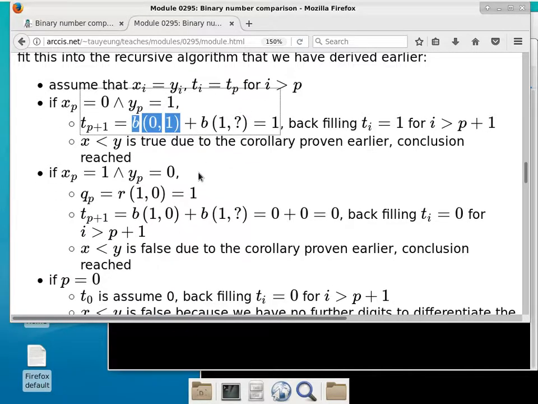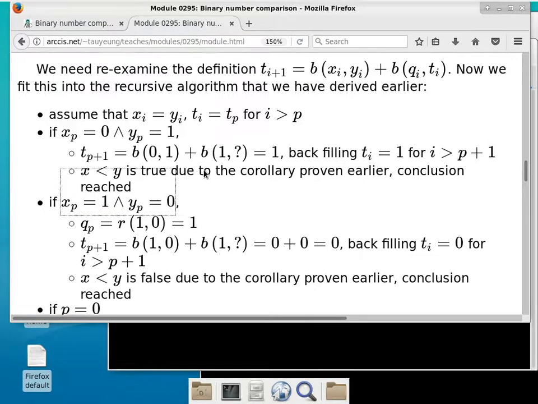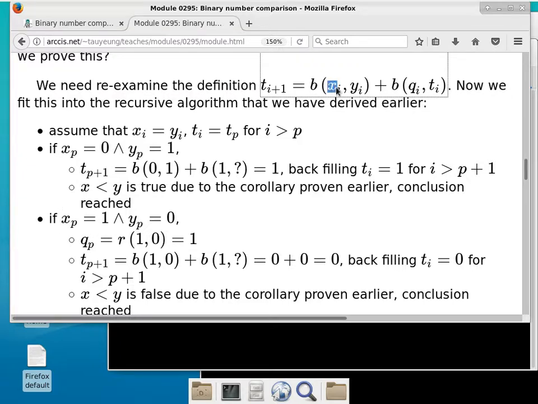The other one is really kind of similar. The other one is saying, okay, what if bit P of X is a 1, bit P of Y is a 0? So we plug that into here. So we have a 1 here and a 0 here. Okay, so that means we are looking at the first one is B10, which is false, right? Well, just because this one is false doesn't mean that we can come to the conclusion that the whole thing is false. So we have to look at the second one too. The second one is based on QI.